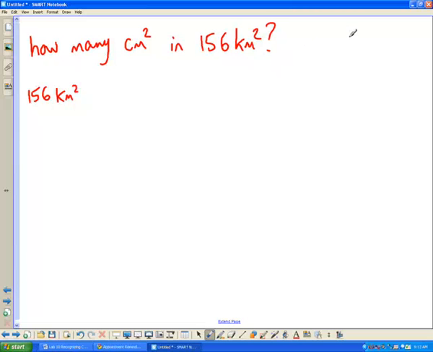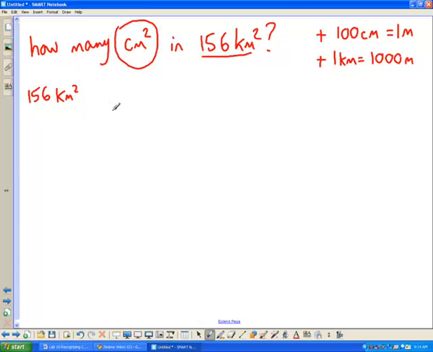So let's write out our conversion factors first. I'm assuming that everybody knows in 1 meter there are 100 centimeters, and in 1 kilometer there are 1,000 meters. So the idea is we're going from kilometers squared to meters squared to centimeters squared. That's 2 conversions, therefore we need 2 conversion factors. Okay. So notice this is what we start with, this is what we are asked to find, so our answer is going to have to be in centimeters squared, not anything else.